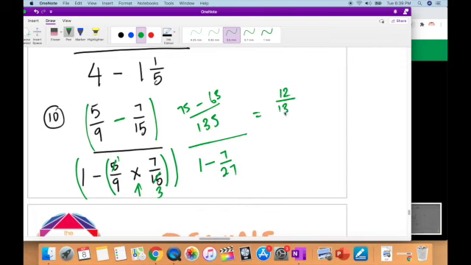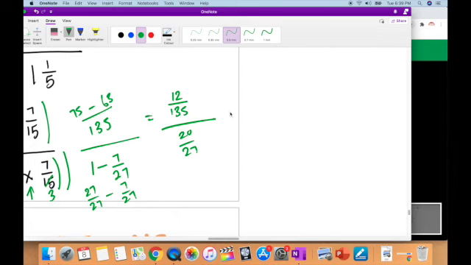over 135. And all of that is being divided by 1 minus 7 over 27. You can really think of this 1 as being 27 over 27 minus 7 over 27. So that gives us 20 over 27. Right? And you know, when we are dividing, it is really just invert and multiply. Multiply by 27 all over 20.